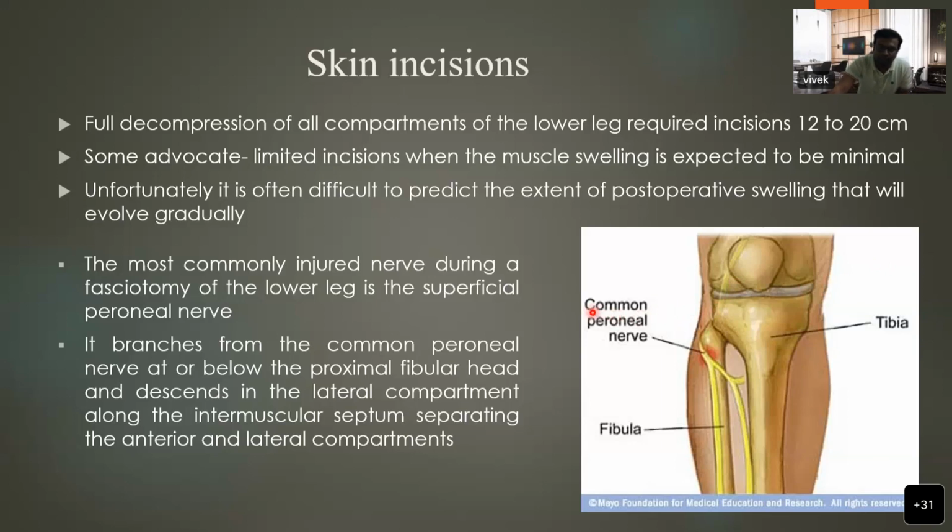Most commonly, the nerve injured during fasciotomy of the lower leg is the superficial peroneal nerve. This is usually found at the upper end of the fibula head, and the common peroneal nerve branches into superficial and deep peroneal nerve at this particular point at the proximal fibular head. So you need to be cautious of this.